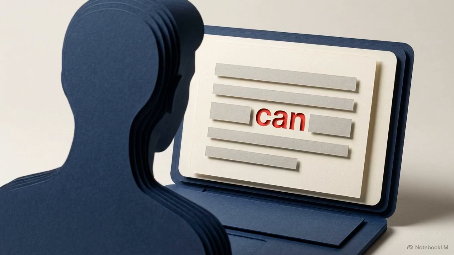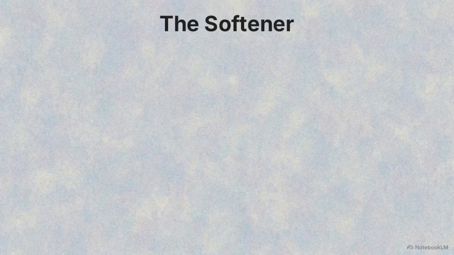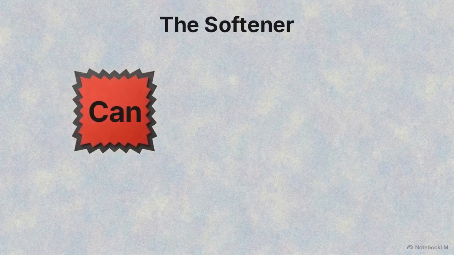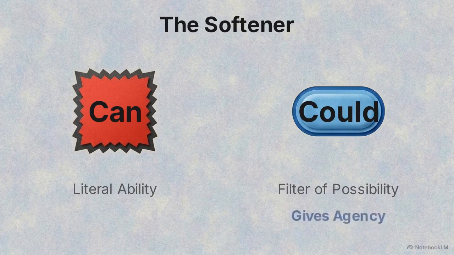Step 1. Look at your draft and scan it for the word can, or any blunt instructions like send me, update this, or fix that. Let's look at this diagram. Can is represented by that jagged red box because it strictly dictates literal ability. Are you physically capable of doing the task? Could, shown in the soft blue curve, introduces a filter of possibility. It gives the listener agency.